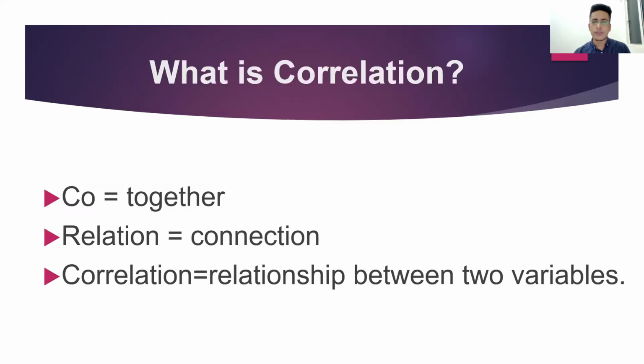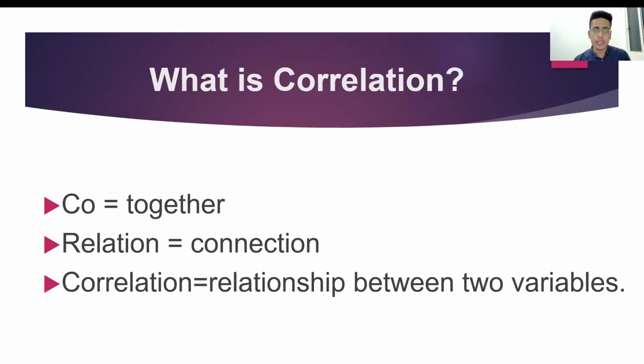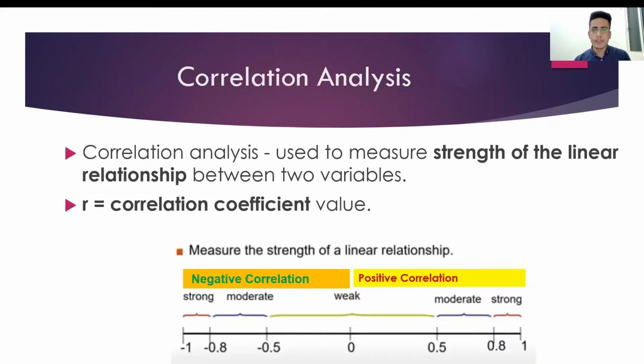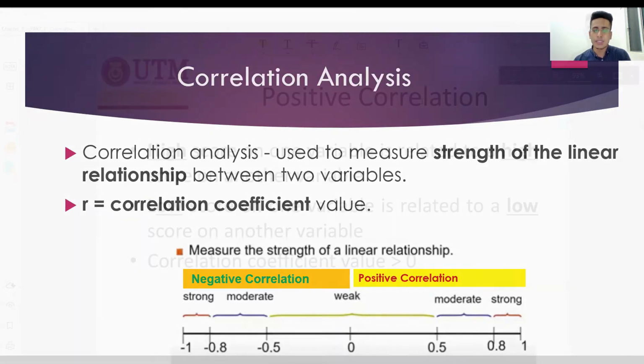So first of all, what is correlation? We can split it into co and relation. Co means together and relation is connection. So correlation indicates a relationship between two variables. Correlation analysis is used to measure the strength of the linear relationship between two variables. The correlation coefficient is indicated by R.